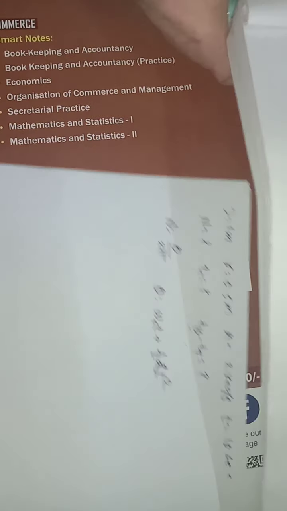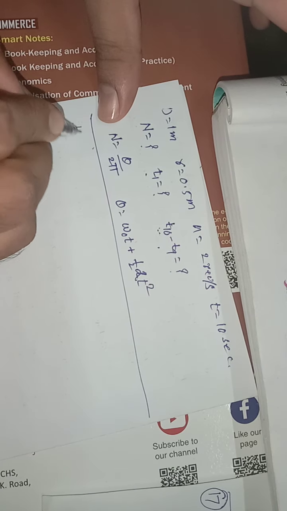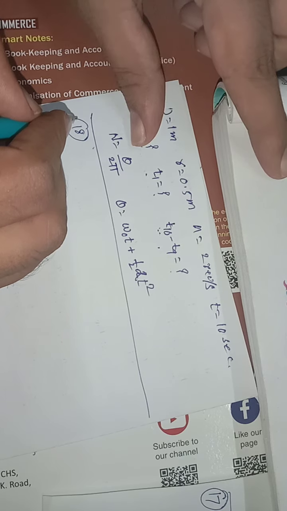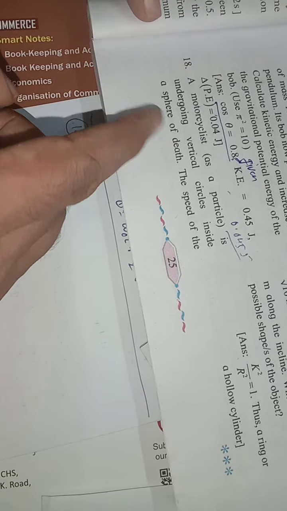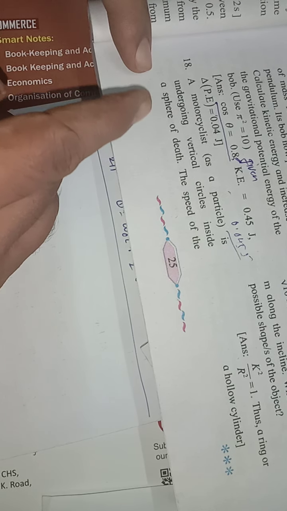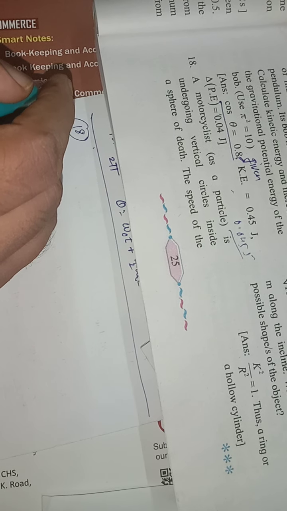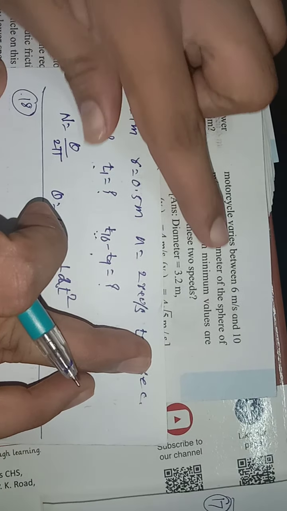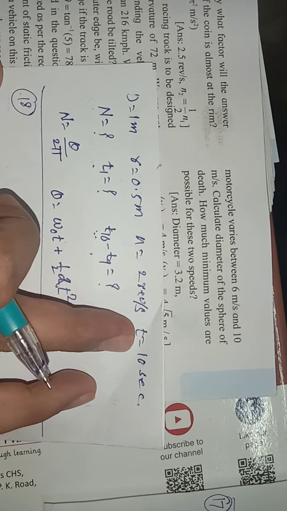Okay, then the next problem we are taking is the 18th number, the motorcyclist. A motorcyclist as a particle is undergoing a vertical circle inside a sphere of death. Look here. The speed of the motorcycle varies between 6 meter per second to 10 meter per second.